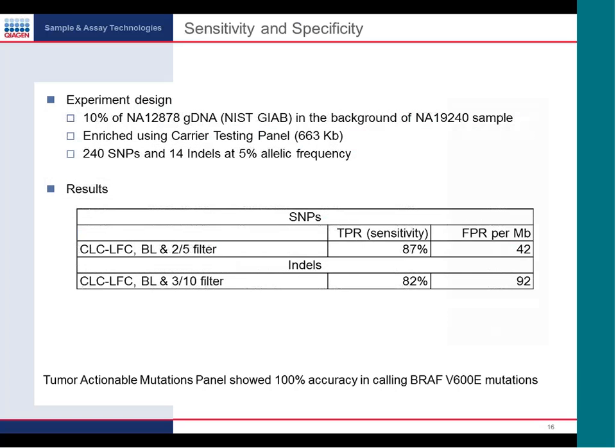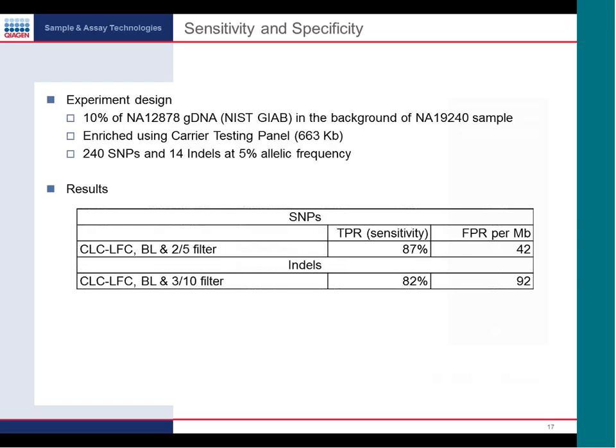Next, for the sensitivity and specificity example, for this testing we used NIST Genome in a Bottle genomic DNA. We used different dilutions of NA12878 genomic DNA in the background of NA19240 sample. We used different dilutions ranging from 50% all the way down to 10%, going to detect 5% allelic frequency. But for the sake of simplicity, I'm going to show here only the data from the 10% dilution.